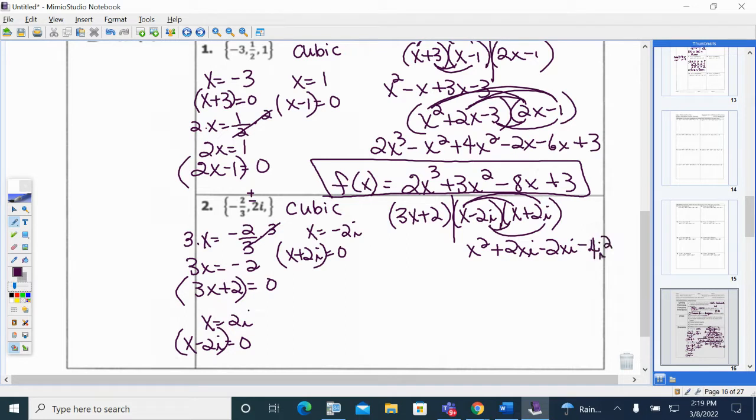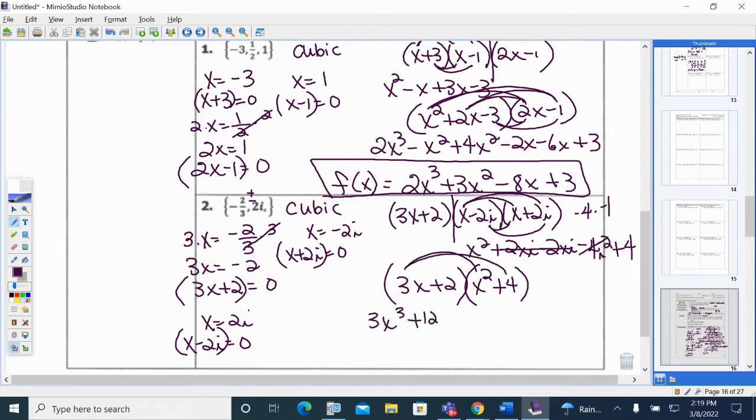Now I'm going to clean this up. The 2xi and the negative 2xi go away. I squared is equal to negative 1. So negative 4 times negative 1 is a plus 4 there. And that's going to reduce to x squared plus 4. And that's going to multiply by the 3x plus 2. So 3x times x squared is 3x cubed plus 12x plus 2x squared plus 8.